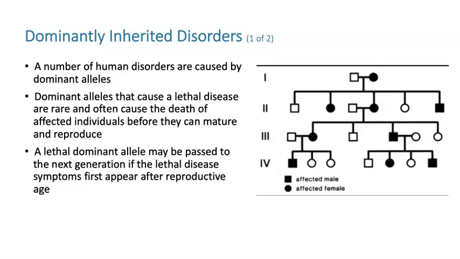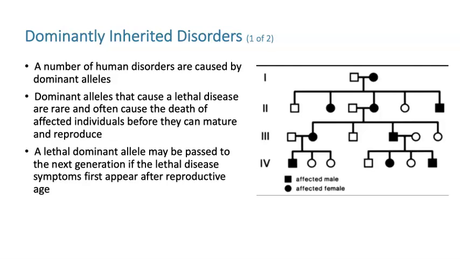Dominant alleles can cause lethal diseases, but they're rare. Because usually, if it causes a dominant disease that causes death, often that would happen before you could reproduce. So that doesn't really make too much sense. Most dominantly inherited disorders cause death after you reproduce. So you can pass that on to any offspring. And then as you get older and older, it starts to show up.